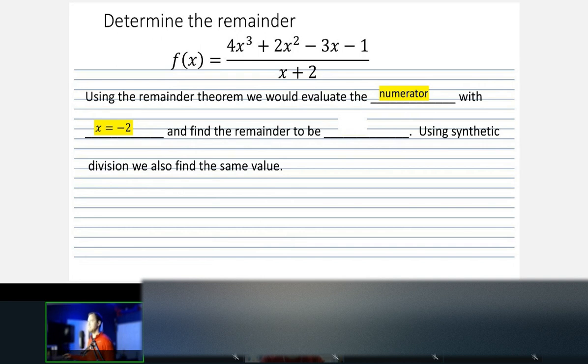I understand what you mean, but I think for the test, if there's a question like this, they want you to put x equals -2, not just -2. So evaluate the numerator with that and find the remainder to be -19. Using synthetic division, we also find the same value. Yeah, so remainder theorem. I feel like this is not on the test, but it might be in some form.